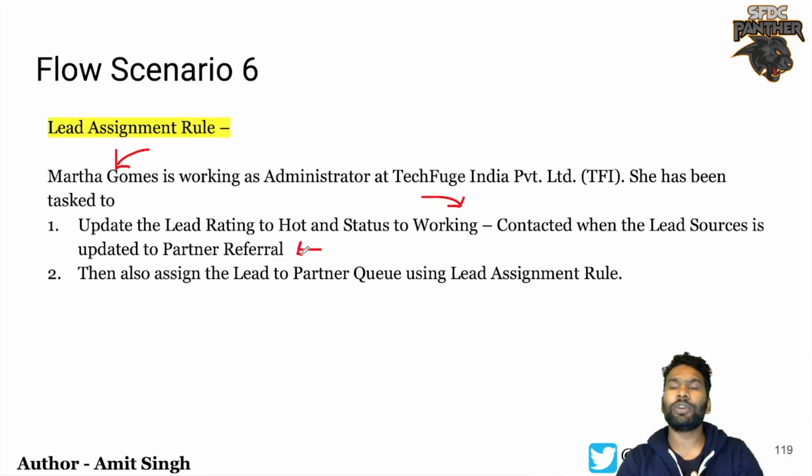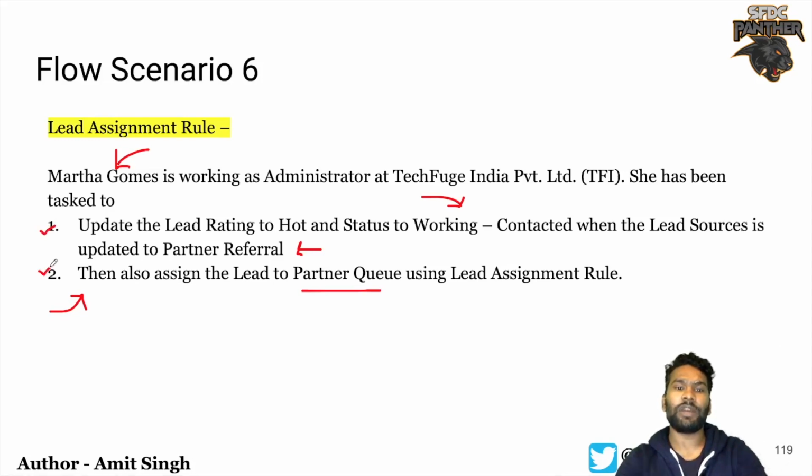So what she needs to do is, if a lead is created or updated, and if the lead source is updated to partner referral, she needs to update lead rating to hot and lead status to working contacted. Then there is another part of the requirement: she also needs to create a lead assignment rule which will check if lead status is working contacted and rating is hot. That lead must be assigned to the partner queue through a lead assignment rule. So you don't need to write any kind of custom logic. Here we have two different parts of the same requirement.